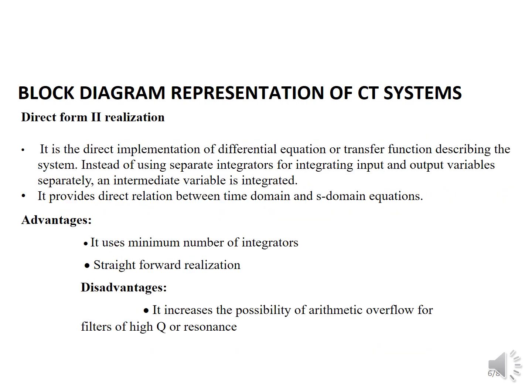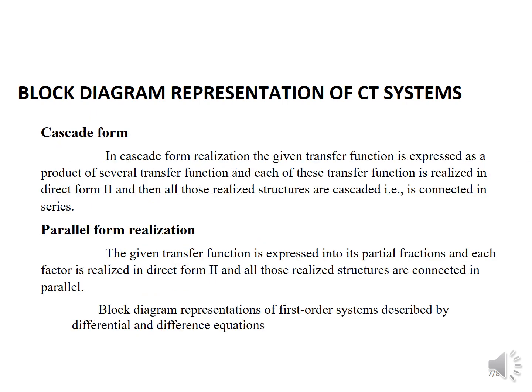Second one, that is the direct form 2 realization. In the case of direct form 2 realization, the implementation of the differential equation or transfer function is described by the system. Instead of using separate integrators for integrating input and output variables separately, an intermediate variable is integrated, and it also provides the direct relationship between the time domain and S domain equation. The advantages are it uses the minimum number of integrators, and it is a straightforward realization. And the disadvantage is it increases the possibility of arithmetic overflow for filters of high Q or resonance.